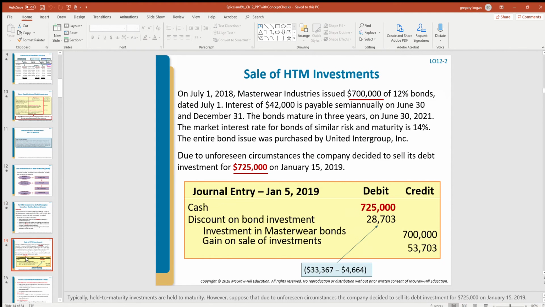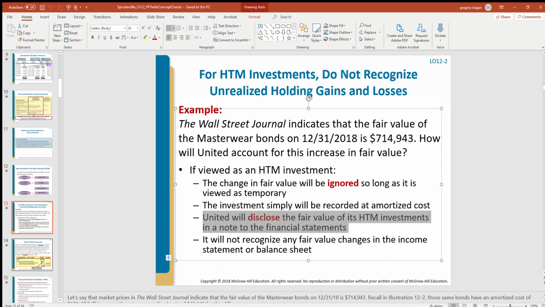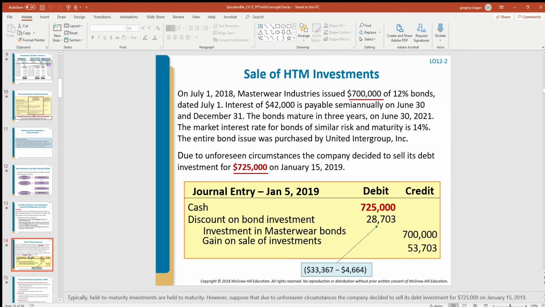We looked at the held to maturity, but for example, if a held to maturity investment, it doesn't recognize unrealized gains and losses. So when the Wall Street Journal indicates that the fair value of Masterware bonds on 12/31/2018 is $714,943, how will United account for this increase in fair value, right? So it will be ignored because it's viewed as temporary, and United will disclose the fair value in a note. So this will get disclosed in the notes to the financial statements. There's still a disclosure, but in notes.